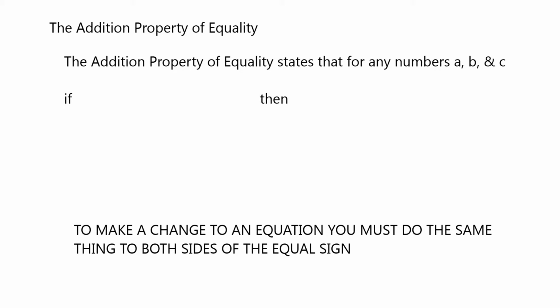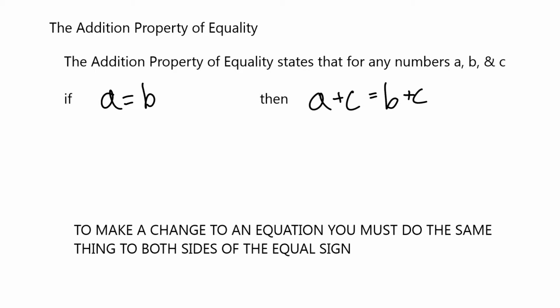Solving equations becomes possible because of two very important properties in algebra. The addition property of equality states that for any numbers a, b, and c, if you start out with an equation and a is equal to b, then a plus c must be equal to b plus c. In other words, if two things are already equal to each other, you can add whatever you like to the equation as long as you add it to both sides.